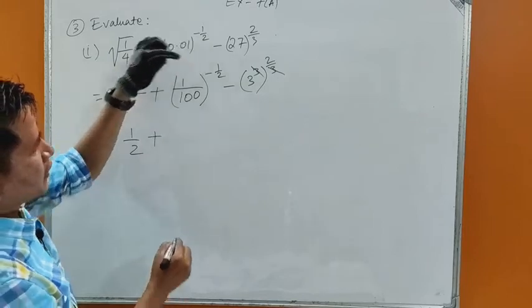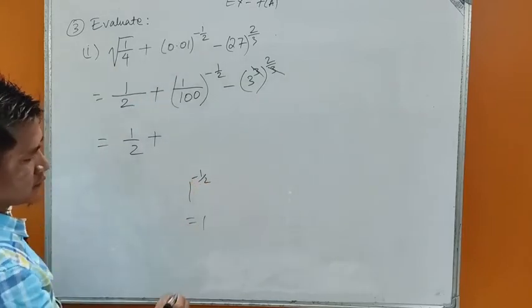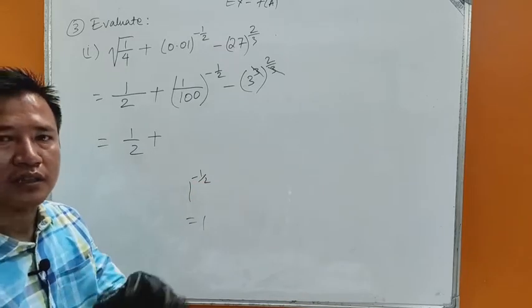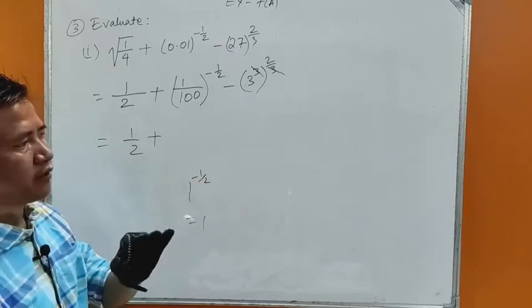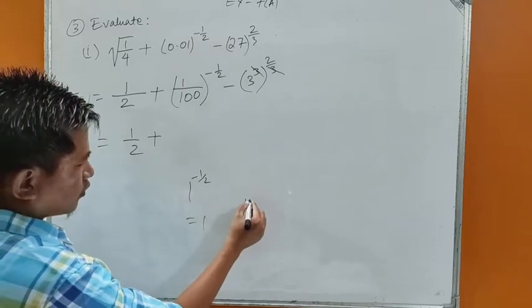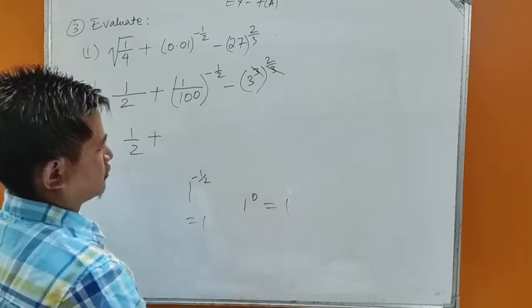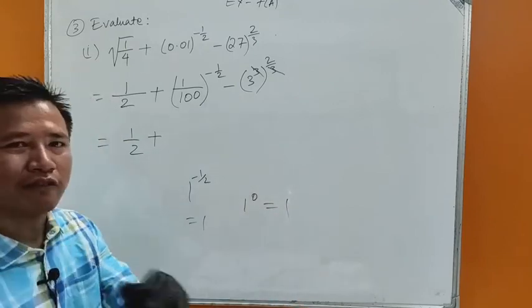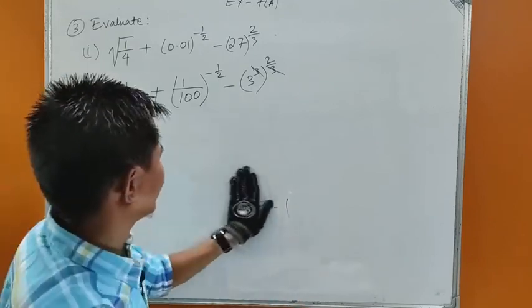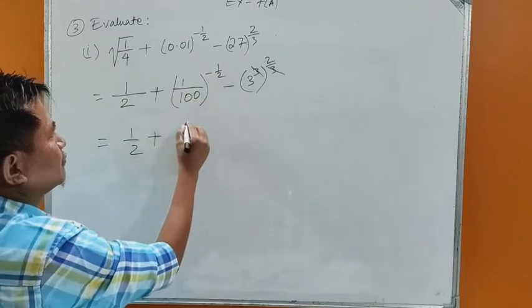1 to the power minus half. 1 to the power minus half means 1. 1 to the power anything is 1. Oh, there is no exception here. 1 to the power 0 is also 1. Keep this in mind, 1 to the power anything is 1. So 1 to the power minus 1 by 2 is 1.